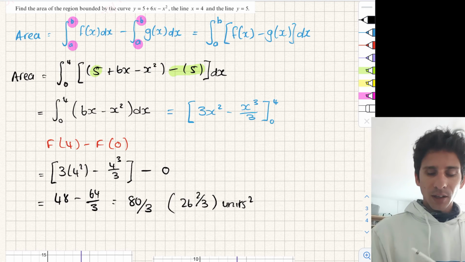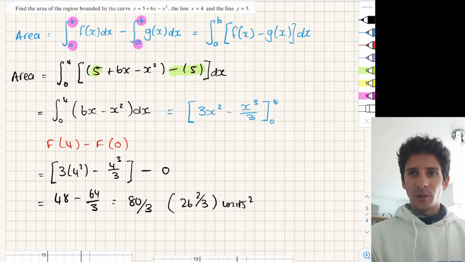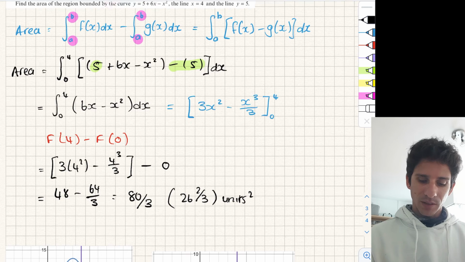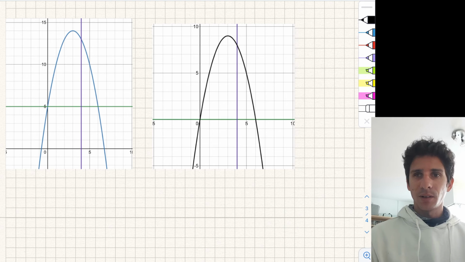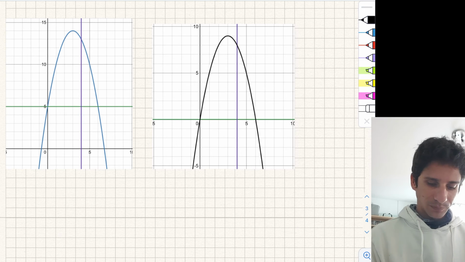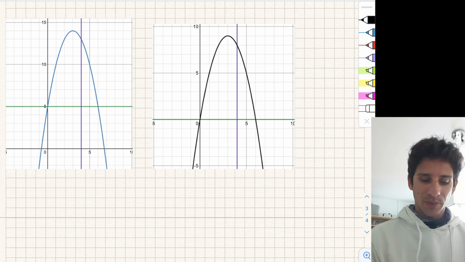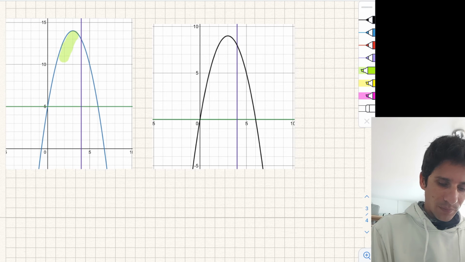Now I'd like to offer you an alternative view on what we've just done. Okay, and we're going to look at the same problem just from a different perspective. So let's consider this graph again. This is the one that I have on the left hand side here. You can see the green line is the y equal to 5 line, we have the purple line the x equal to 4 line, and we have the blue curve. And we want to basically find the area over here. This is the area that we are looking at finding.